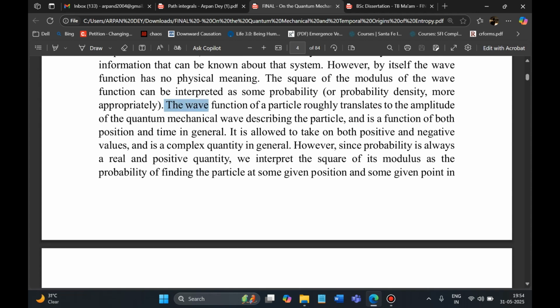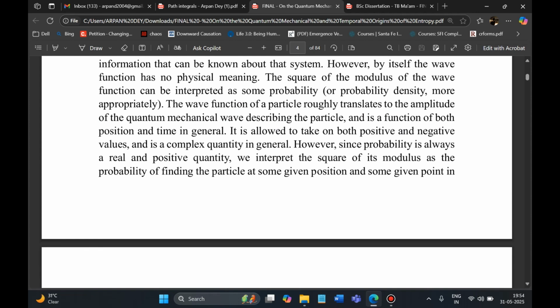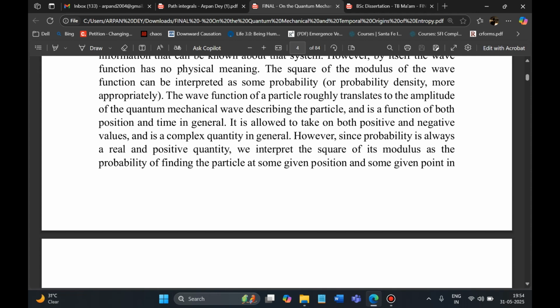So the wave function of a particle roughly translates to the amplitude of the quantum mechanical wave describing a particle. We say there is a wave associated with every particle. So the amplitude of the wave is directly correlated with the wave function. And the wave function is of course a complex quantity, and it's a function of both position and time in general. And of course it's just an amplitude of a wave, so it can rise above the x-axis or below the x-axis, so it can take on both positive and negative values.